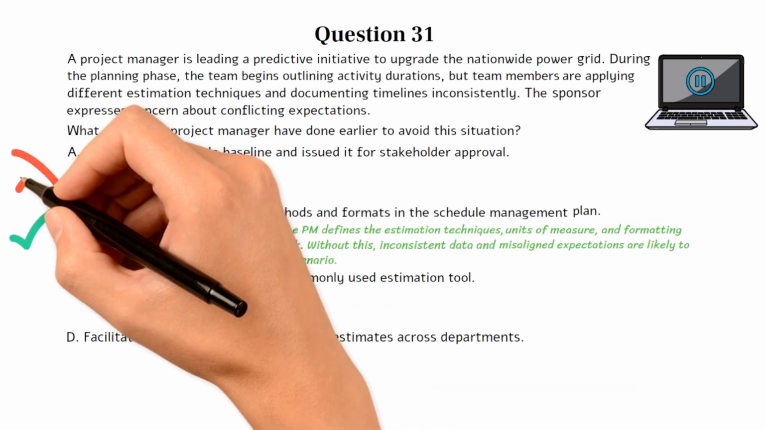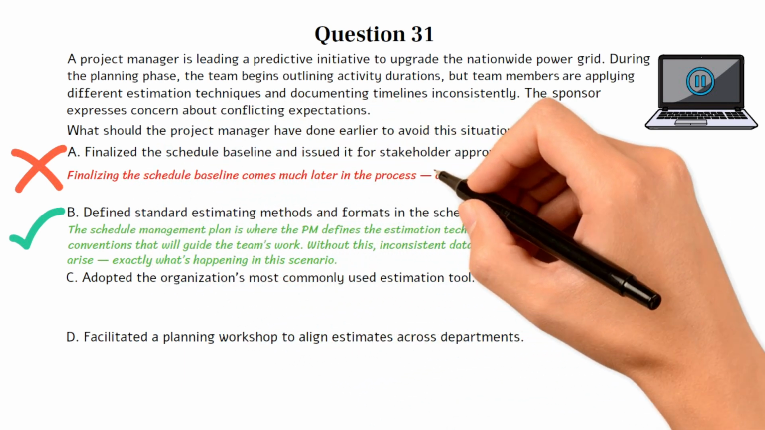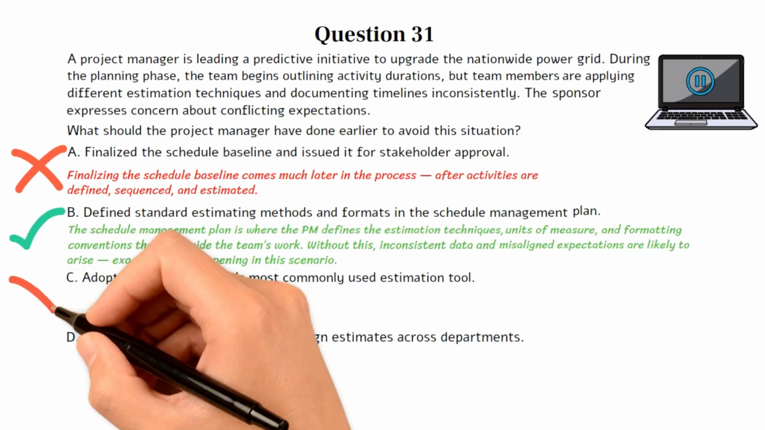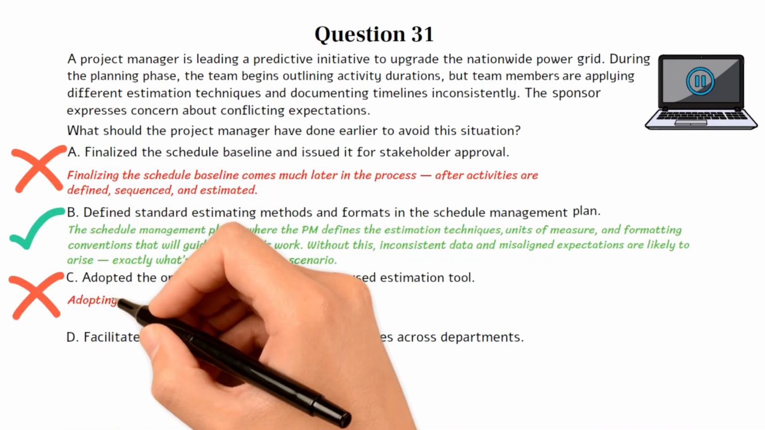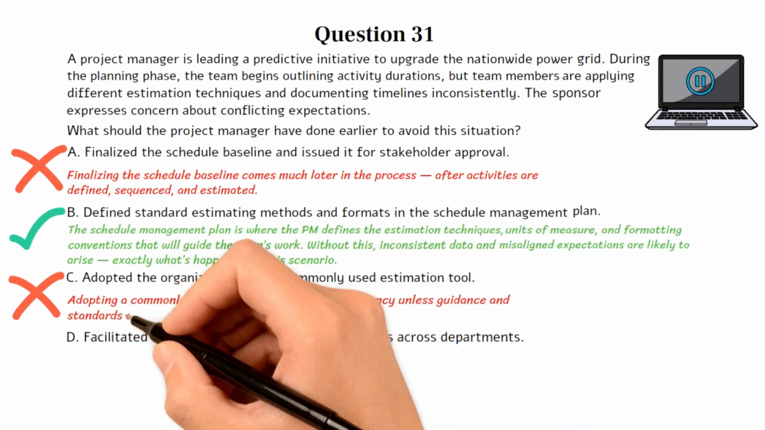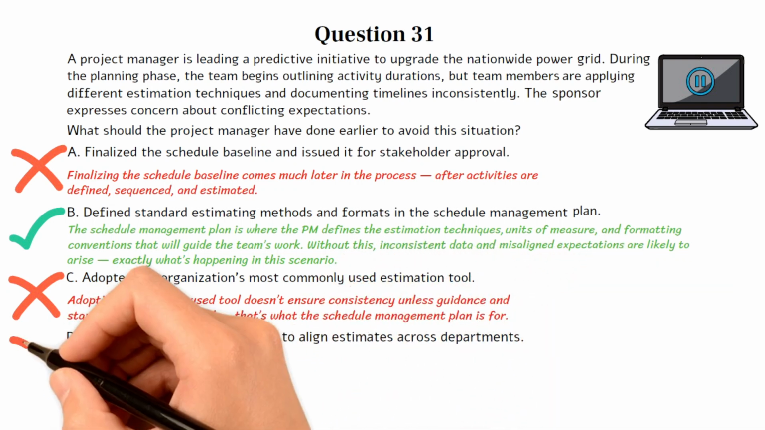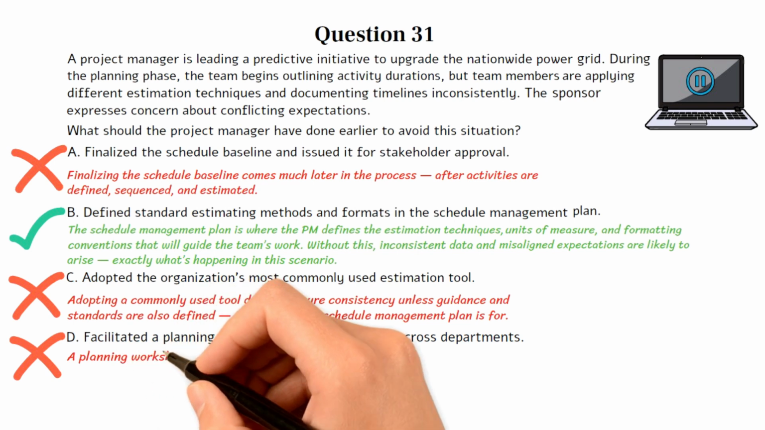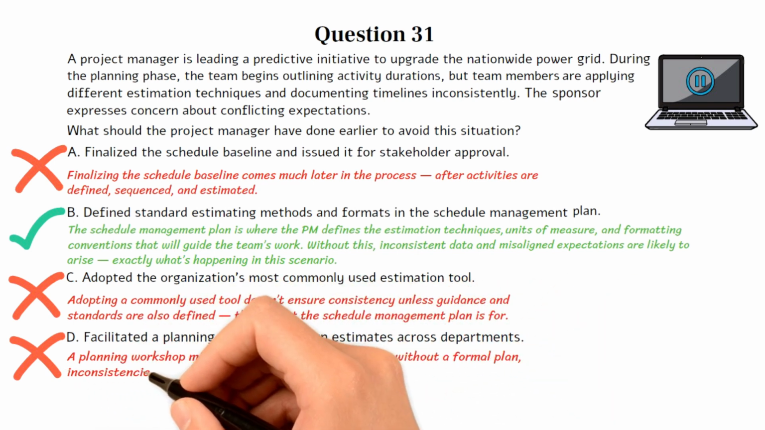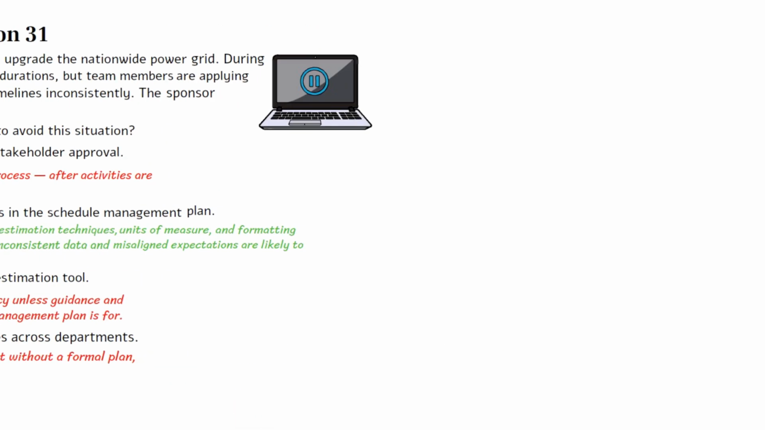Choice A is incorrect. Finalizing the schedule baseline comes much later in the process, after activities are defined, sequenced, and estimated. Choice C is incorrect. Adopting a commonly used tool doesn't ensure consistency unless guidance and standards are also defined. That's what the schedule management plan is for. Choice D is incorrect. A planning workshop might align people temporarily, but without a formal plan, inconsistencies will likely return. Well, let's move on to the next question if you're ready.